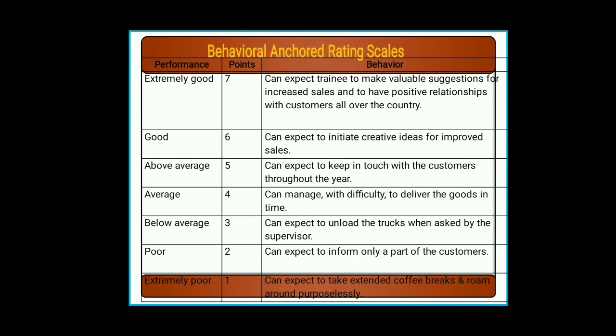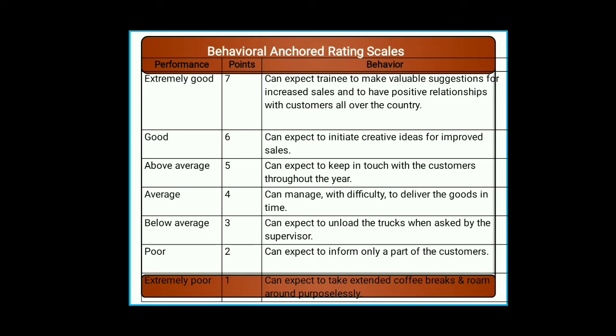Like behavior anchored rating scale, here is the performance, then points of performance, then behavior. First, performance is extremely good, good, above average, average, below average, poor and extremely poor. Here the points are 1, 2, 3, 4, 5, 6 or 7.